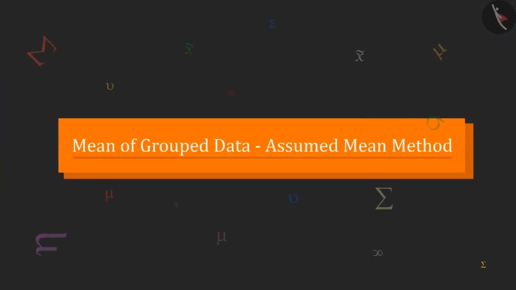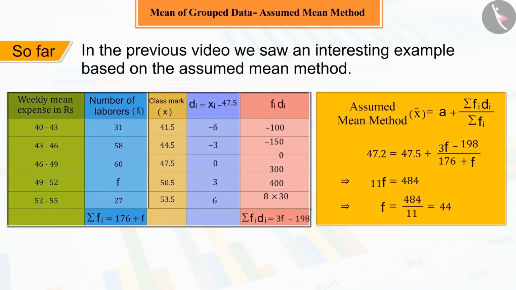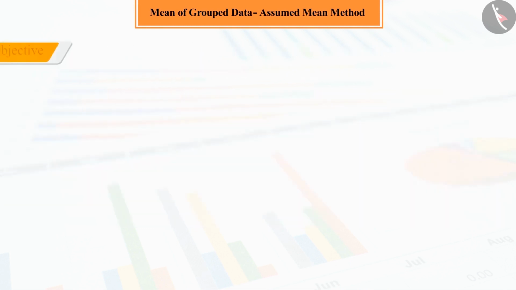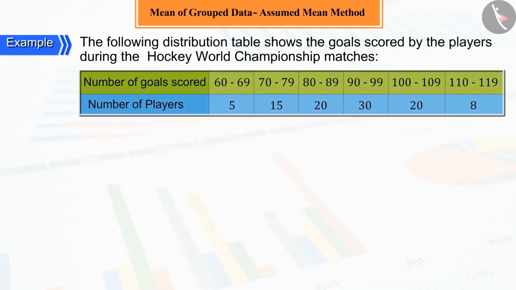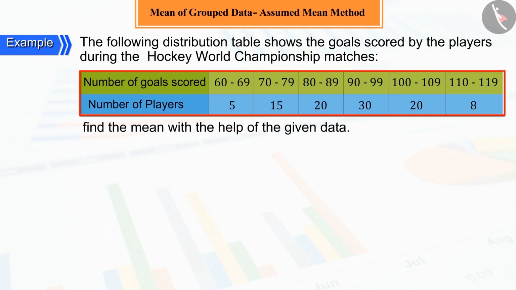Welcome to this video. In the previous video, we saw an interesting example based on assumed mean method. Today, we will see an interesting example based on it. The following distribution table shows the goals scored by the players during Hockey World Championship matches. So, can you find out its mean with the help of these values?